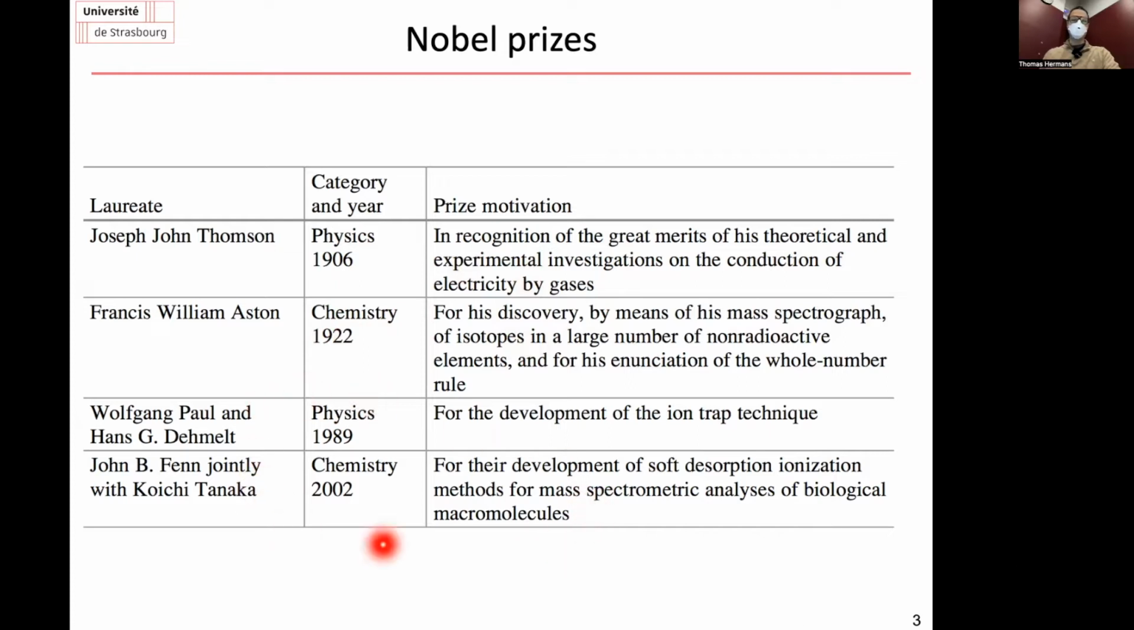And then later there have been two other Nobel Prizes for more specific mass spectrometry techniques, especially in 2002 for soft ionization. So there are a range of techniques we'll go through. One is called ESI and one is called MALDI. And they have become very important in chemistry and in biology.